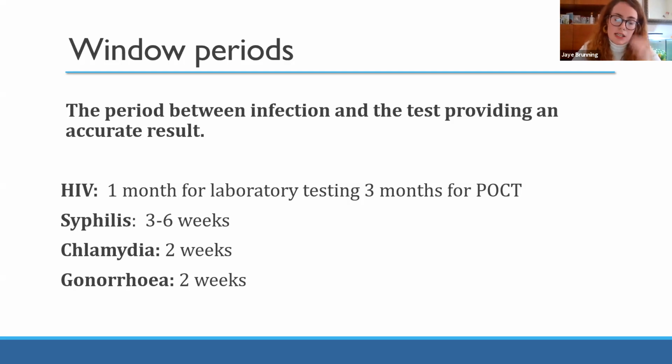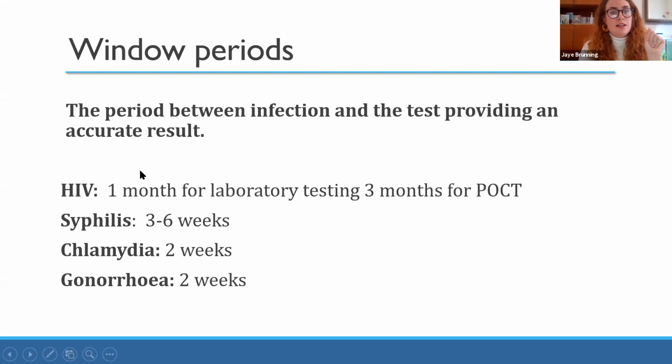So for HIV, the tests have been much improved recently. They have now gone down to a window period of 1 month for laboratory testing, which is amazing, and 3 months for the point of care test. What this means for your patient is, if they've come in and they think 2 weeks ago they had a sexual encounter that might have put them at risk of HIV, and you test them at that 2-week point, you're not necessarily going to get the right result. They might get a false negative, and they will have to come back later, and that result could be positive.